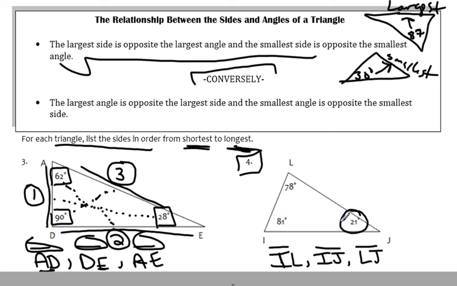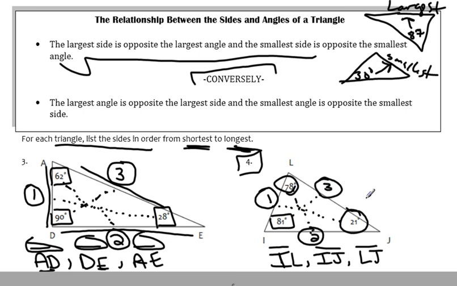Smallest angle, start with that, go opposite it. LI is my smallest side, so I put a 1 there. In the middle is 78, go opposite that. IJ is going to be my middle side, put a 2 there. And the largest is 81, go opposite that. LJ is my largest side.